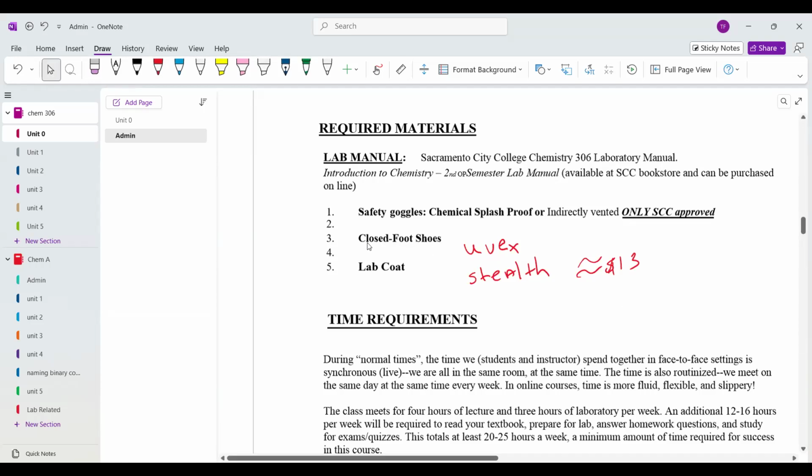You also need closed-toe shoes. That means the front and back of the shoes need to be covered. I usually use the boiling water test. If you pour hot water on your shoes, will you feel an uncomfortable burning sensation? If not, those are fine.